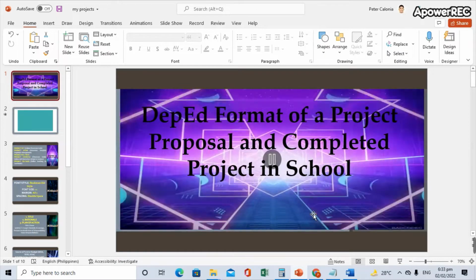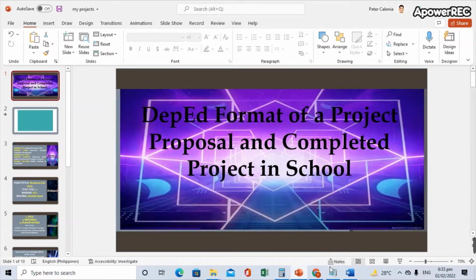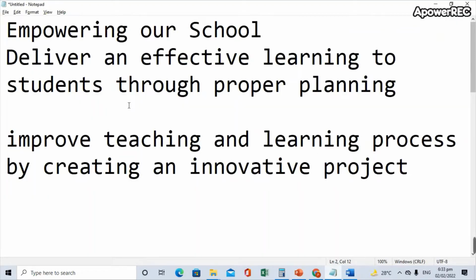So first, why do we need to create a project in school? First, of course, it empowers our school. Second, it delivers an effective learning to students through proper planning. And of course, it improves our teaching and learning process by creating an innovative project.